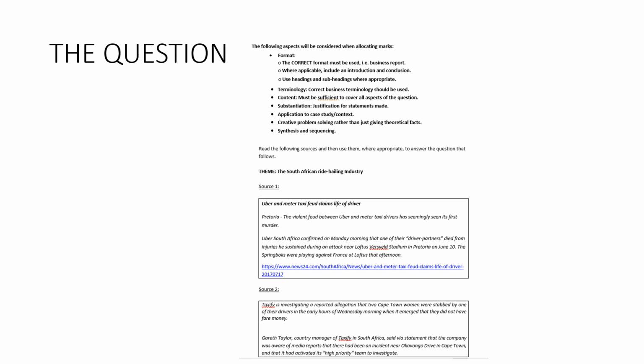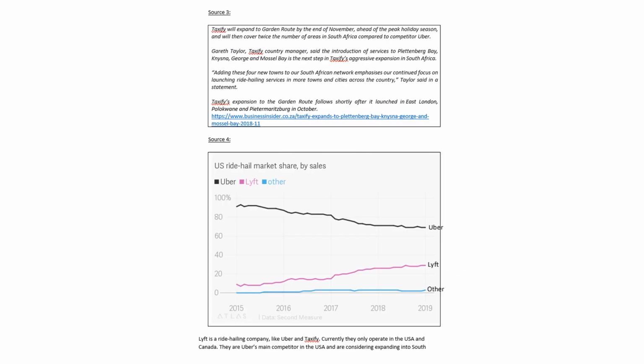Source 1: Uber and Meter Taxi feud claims life of a driver. In Pretoria, the violent feud between Uber and Meter Taxi drivers has seemingly seen its first murder. You can read the rest, but you get the picture. Source 2 speaks about Taxify investigating a reported allegation that two Cape Town women were stabbed by one of their drivers. You can read the rest of that. Source 3 informs us that Taxify is expanding into the Garden Route. You can read the rest of that by yourself once again.